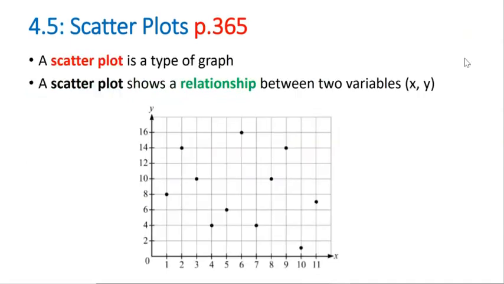A scatter plot is a type of graph that does show a relationship between two variables, between x and y. Sometimes the relationship is very scattered, and sometimes the relationship can be more positive or negative. What's important to note is that a scatter plot is different from the kinds of graphs we've been doing, because the graphs we've been doing are linear equations, which means they're very predictable. Scatter plots are less predictable.